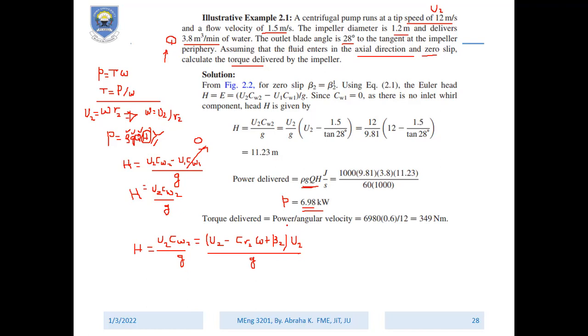So if we now know the power, and we also have the angular velocity from the rotor and from the diameter, we can say that torque is power divided by the angular velocity. Simply power divided by U2 over R2 will give us this 349 newton meter.